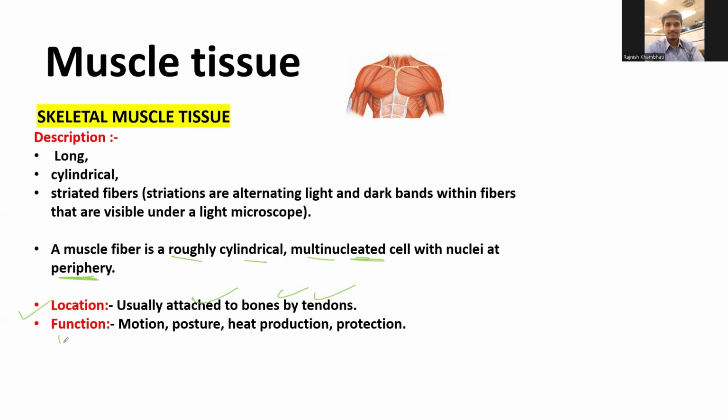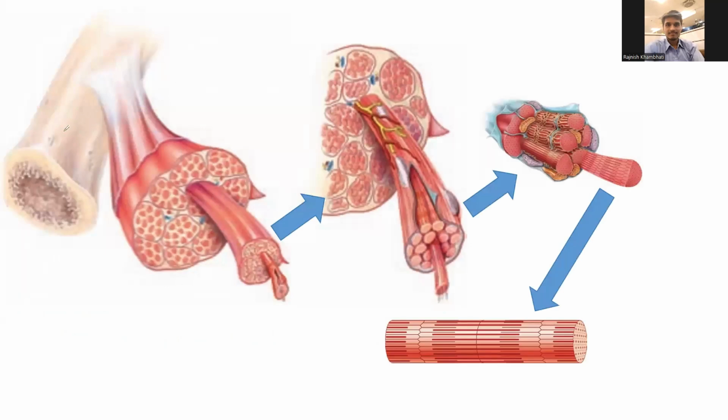And what is the function? Function is helping in motion, posture adjustment, heat production in the body, and protection of internal organs of the body. So these are the functions of the skeletal muscles. You can see this is bone in the diagram, this is tendon, tendons, and this is muscle.